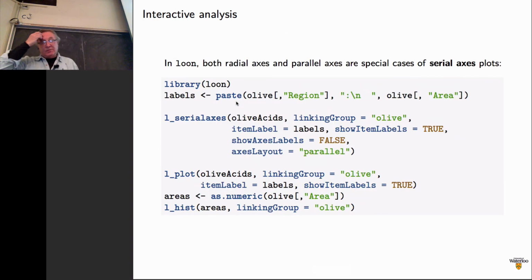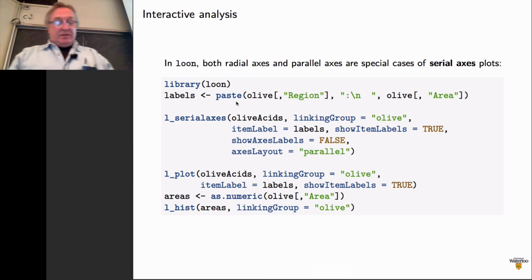Okay, I'd like to explore this a little bit, just to take our time here and imagine that we're actually doing an analysis.